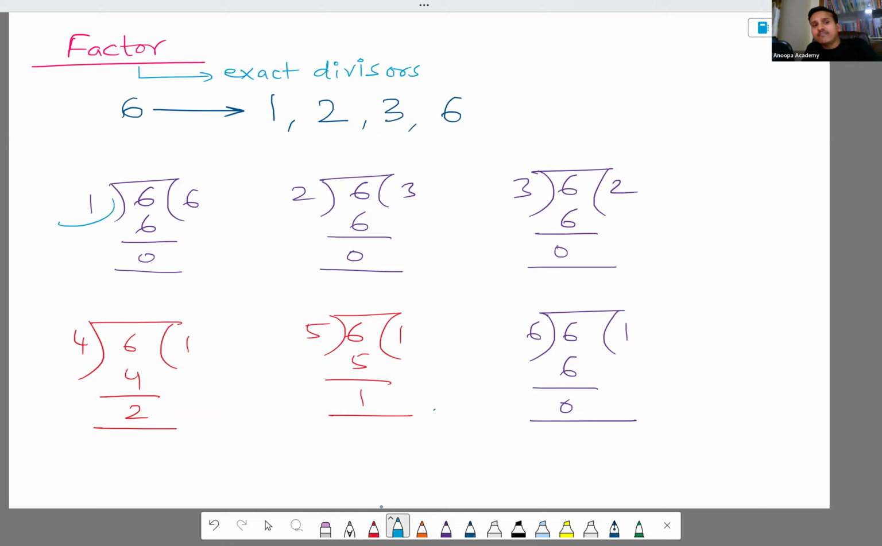If you look, 1 is dividing, so 1 is a factor of 6. 2 is dividing 6, so 2 is a factor of 6. 3 is dividing, 3 is a factor of 6. 4 is not dividing. See, remainder is coming 2, no? So 4 is not a factor. 5 is not a factor. 6 is a factor because 6 divides. So factor means they are the exact divisors of any given number. Let's move forward.